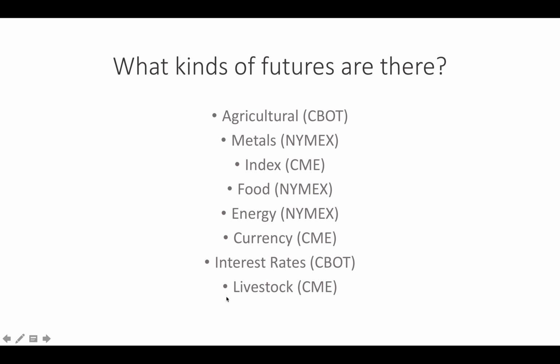And then there's livestock, so lean hog and cattle. That's all on the CME, the Chicago Mercantile Exchange. So there's actually only four exchanges that matter. There's actually a lot more, but they're small. For example, in Canada, there's the MX, which is the Montreal Exchange, which is where the Canadian futures are traded.